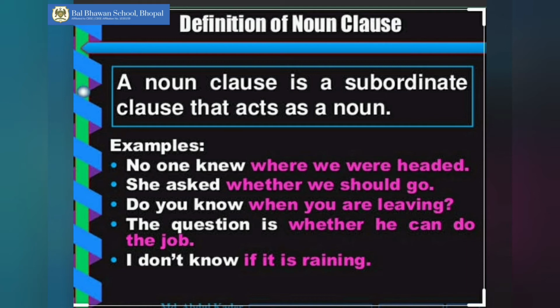The question is whether he can do the work or not. Here again, whether he can do the work is the subject. I don't know if it is raining. If it is raining is the noun clause in this sentence.